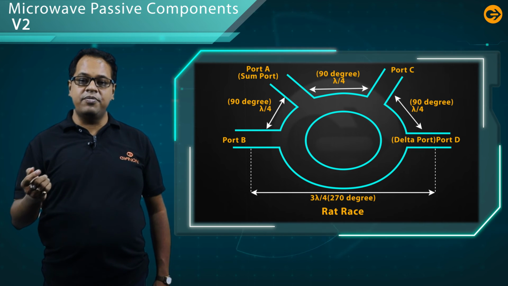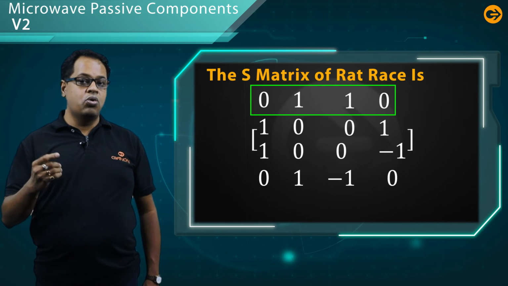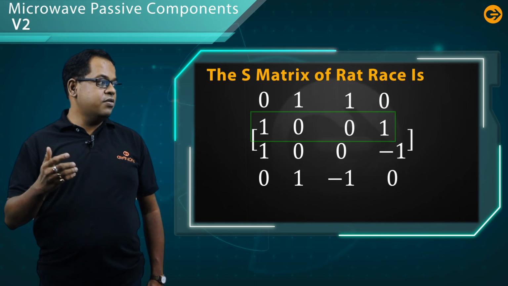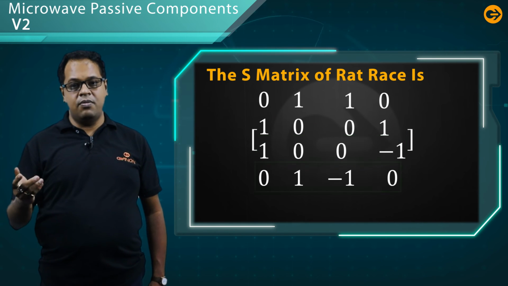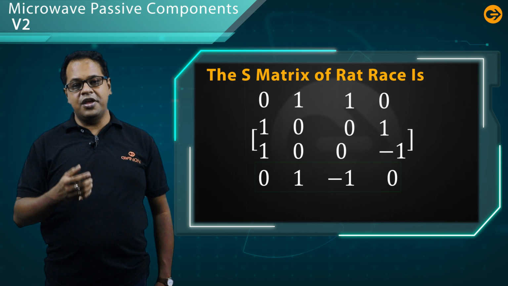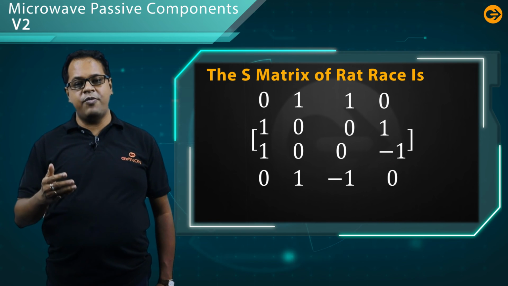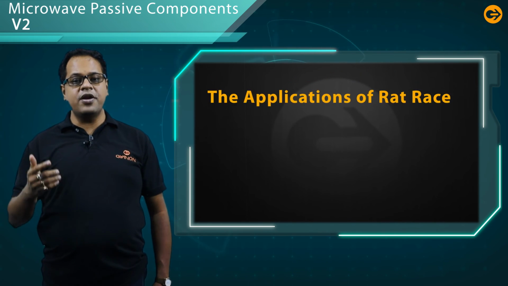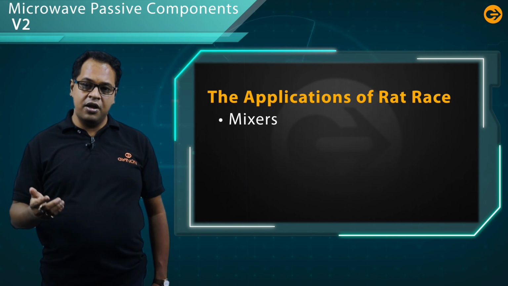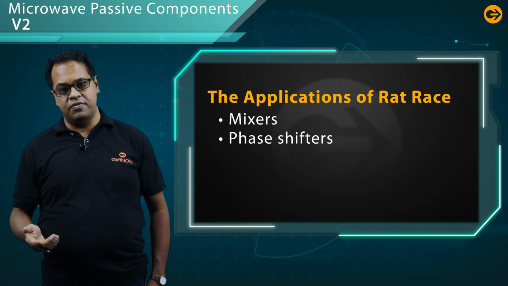The S matrix of the rat race will be 0, 1, 1, 0, 1, 0, 0, 1, 1, 0, 0, minus 1, 0, 1, minus 1, 0, as it is a 4-port device, so S matrix will be 4 cross 4. The application of the rat race is in mixer and in phase shifter.